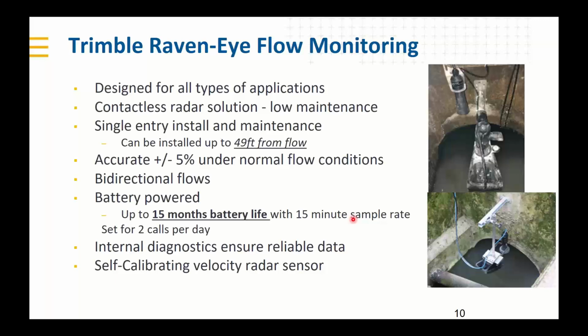And this last point is very important. We have a self-calibrating velocity radar sensor. We have a very unique algorithm that's been built into the Raven-Eye that's been developed over decades of data. So it always ensures that you're getting the most accurate velocity data when you're installing the Raven-Eye. We are the only manufacturer that can claim that. We hold a patent for that. So that really separates it from our competition when it comes to flow monitoring and velocity measurements.